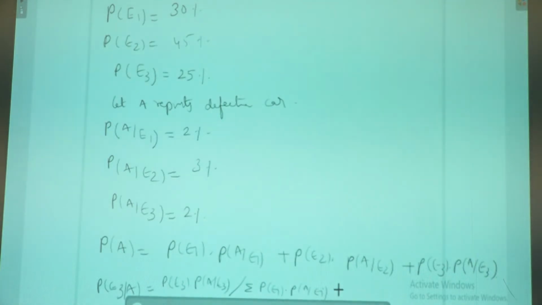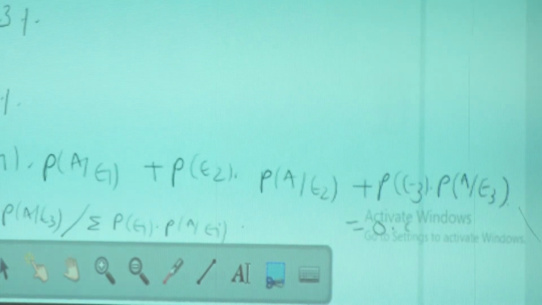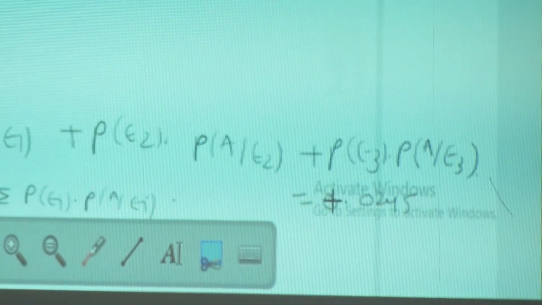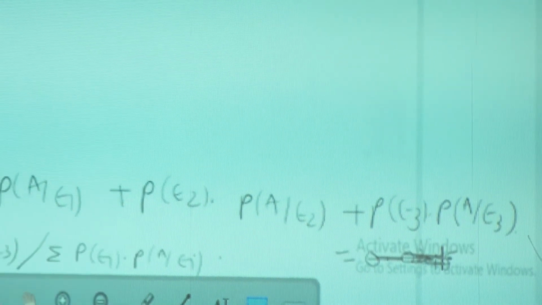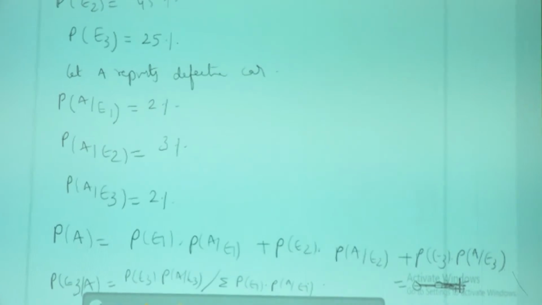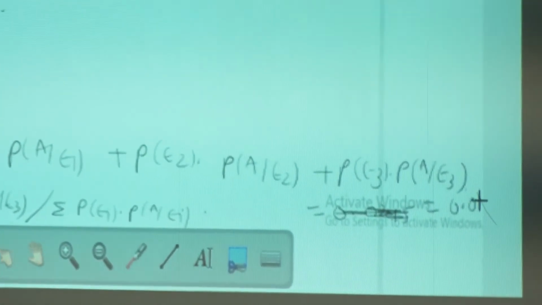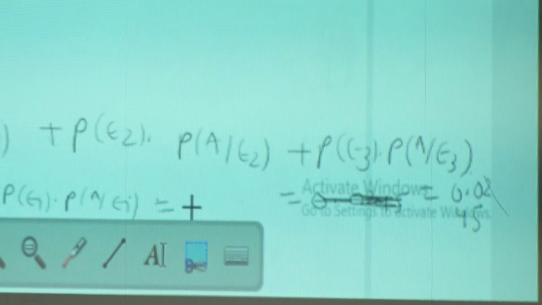What is the total probability, P of A? What is P of A? 0.0245. 0.0245 is P of A, and P of E3 by A is 0.2.